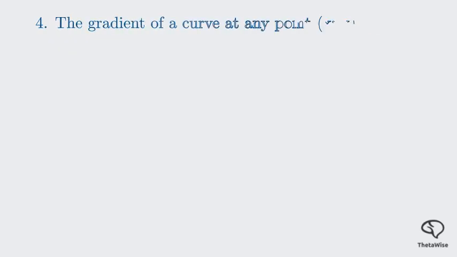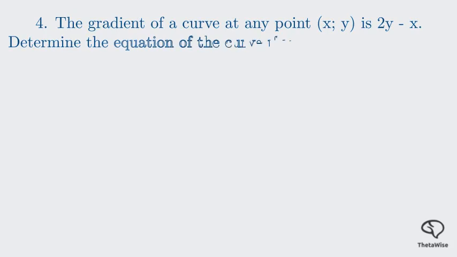We've reached the final question of our assessment, question 4. This is a word problem. It states that the gradient of a curve at any point (x, y) is 2y minus x. We need to determine the equation of the curve if it passes through the point (0, 1). The first step in any word problem is to translate the words into mathematical symbols.